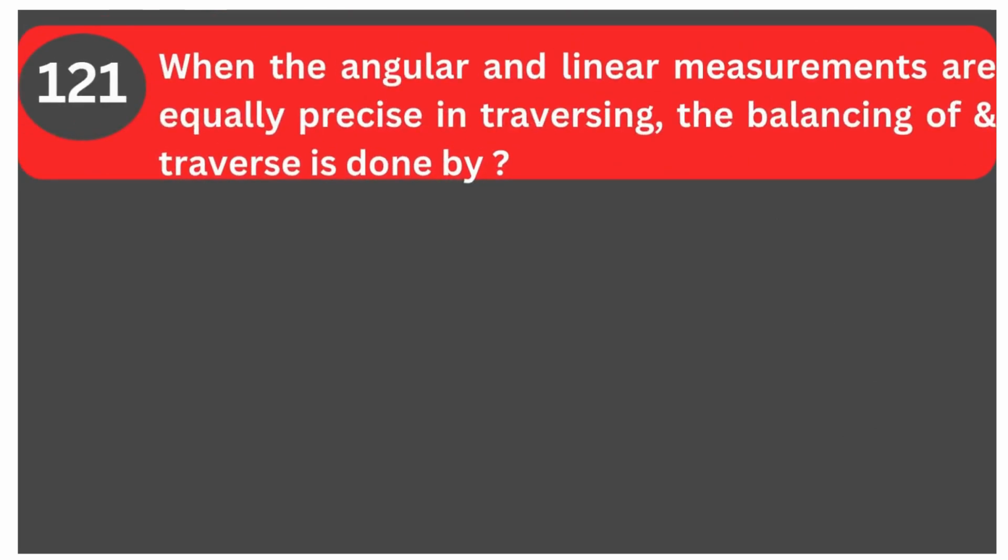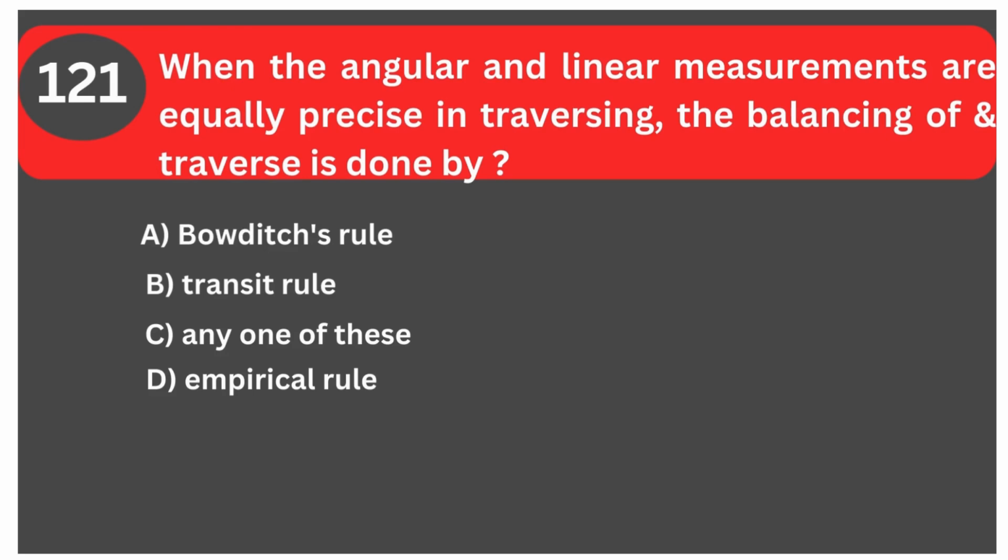When the angular and linear measurements are equally precise in traversing, the balancing of traverse is done by. Options: A. Bowditch's rule. B. Transit rule. C. Any one of these. D. Empirical rule. Answer: A. Bowditch's rule.